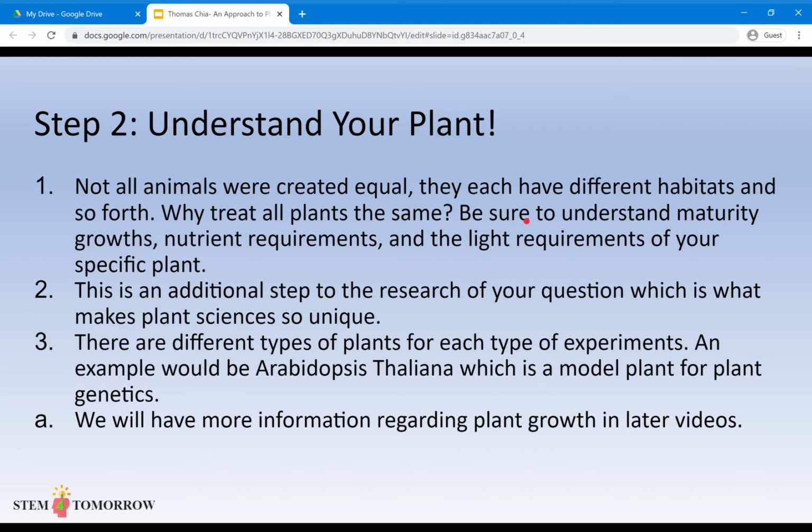This is an additional step to the research of your question, which is what makes plant sciences unique. It incorporates a living organism that you have to take care of, placed under certain conditions. And there are also different types of plants for each type of experiment.